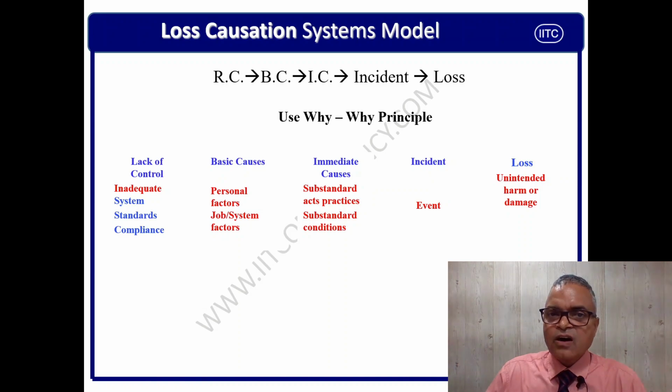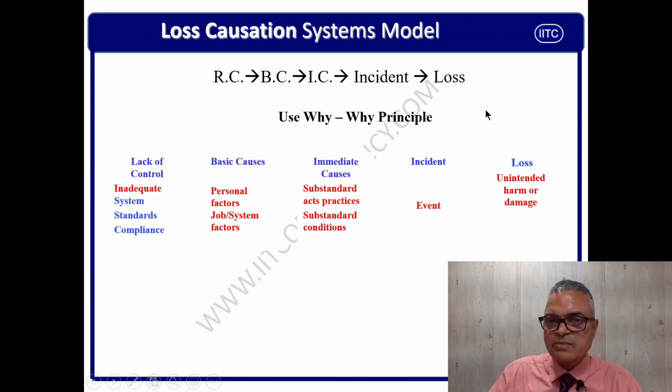Guys, here we will see a loss causation model very quickly. I will not take much of your time. Here there is a loss, then the incident, then immediate causes, basic causes, and root causes. This is the sequential process as per the causation model. Behind any loss there is the incident, behind any incident there are immediate causes, and behind these there are some basic causes, then root causes. Let us understand this.